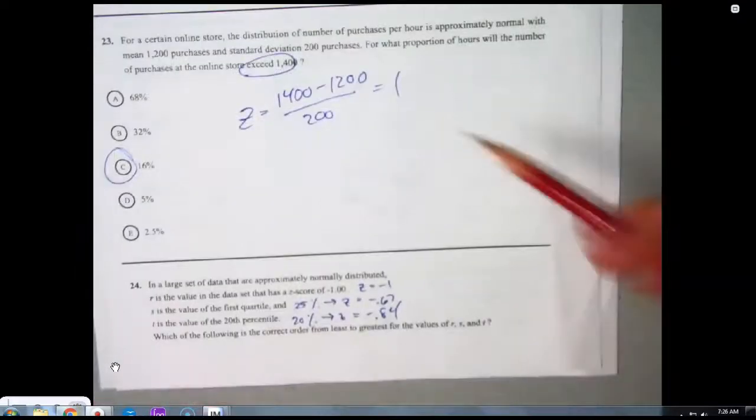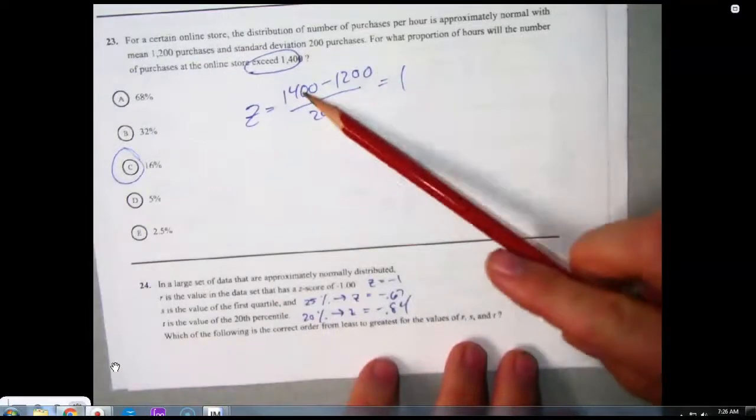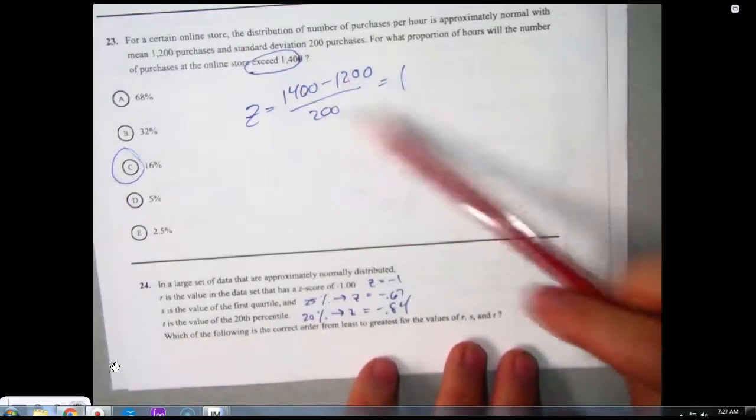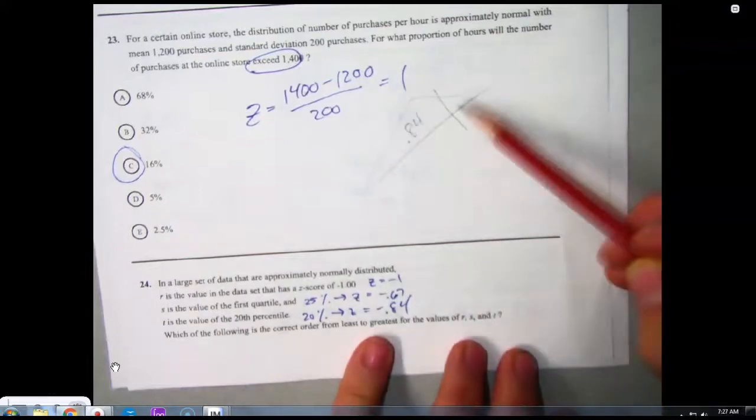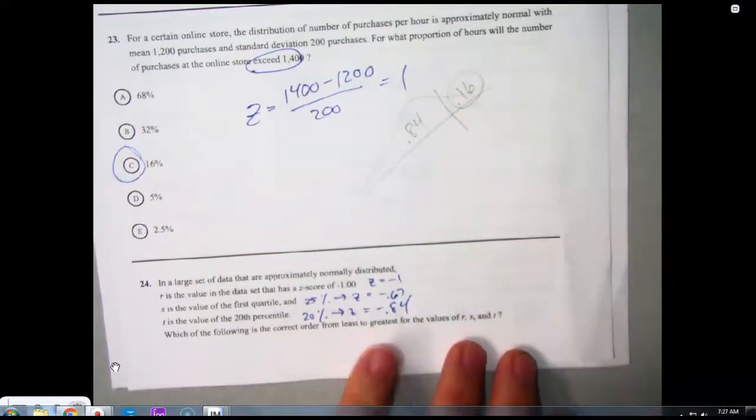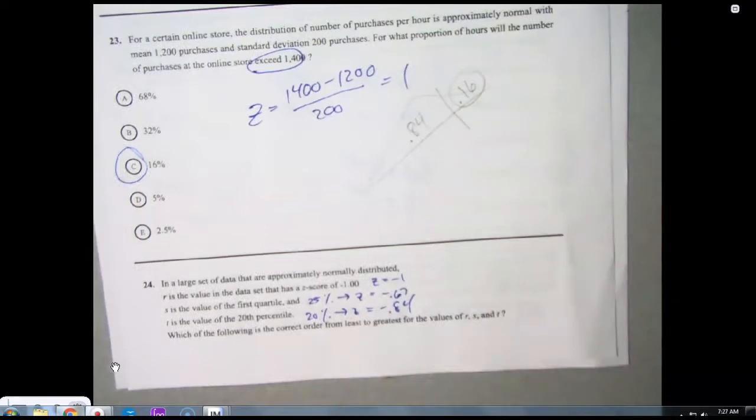23. So we got 1400, mean, standard deviation, Z equals 1. Look up the table, you get 0.84, but because they said exceed, you take the other side of that, or your 0.16.